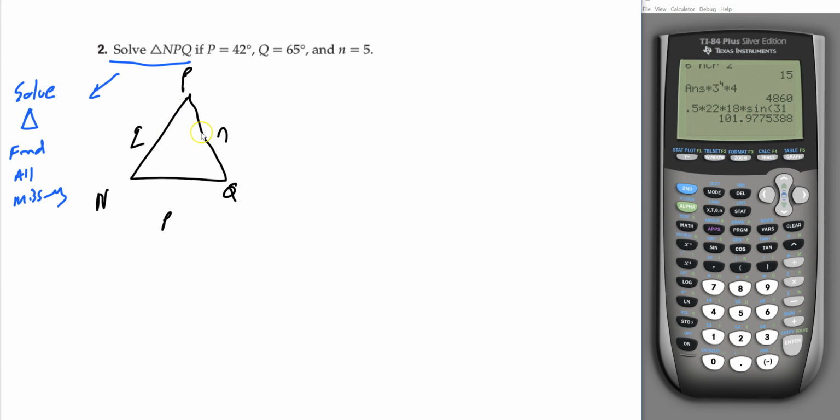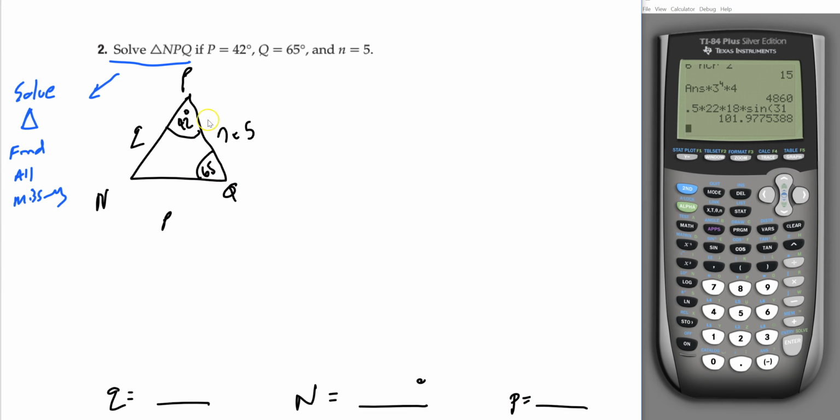Now I do have angle P is 42 degrees. Q is 65 degrees. And small n is 5. Again, I want to find everything that's missing. I want to find small q because I don't have it. I want to find capital N because I don't have it, which is an angle, right? Because capital letters are all angles. And I want to find side p because I don't have it.